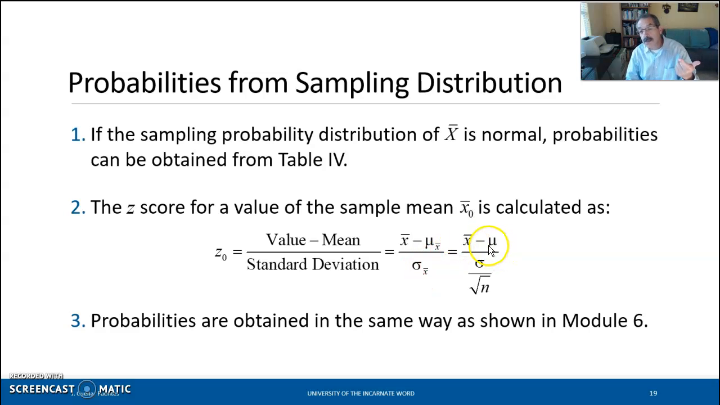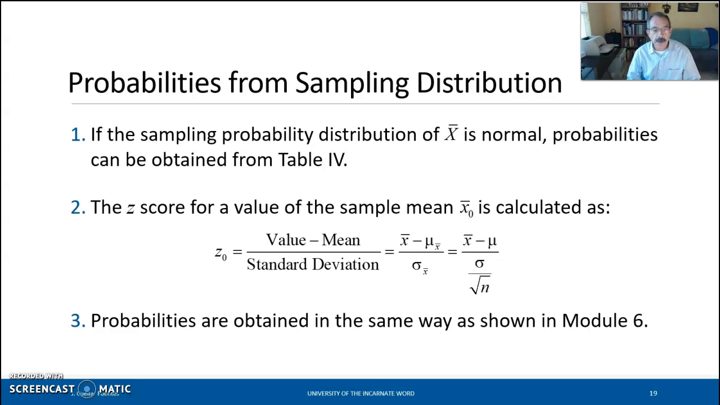But we know that the mean of the sampling distribution is the same as the mean of the population, and the standard deviation of the sampling distribution is the standard deviation of the population divided by the square root of n. Once we transform that average into a z-score, then we go into table 4 and find probabilities just as we learned to do in module 6.